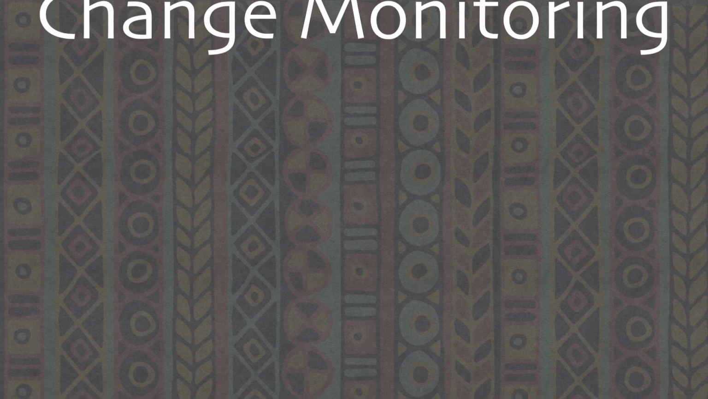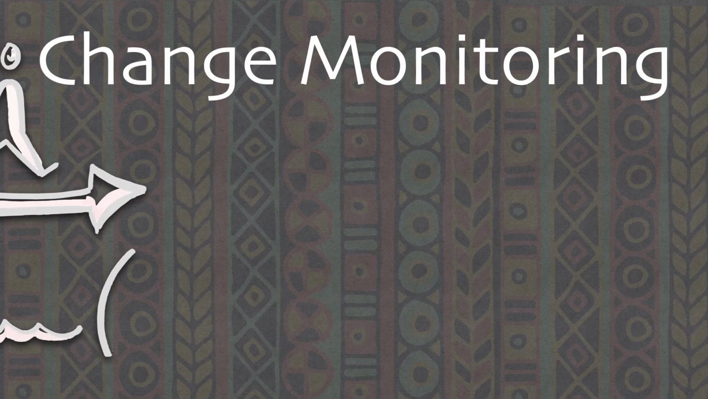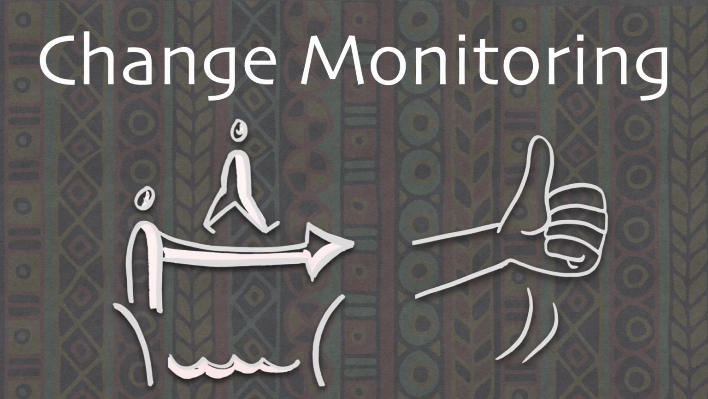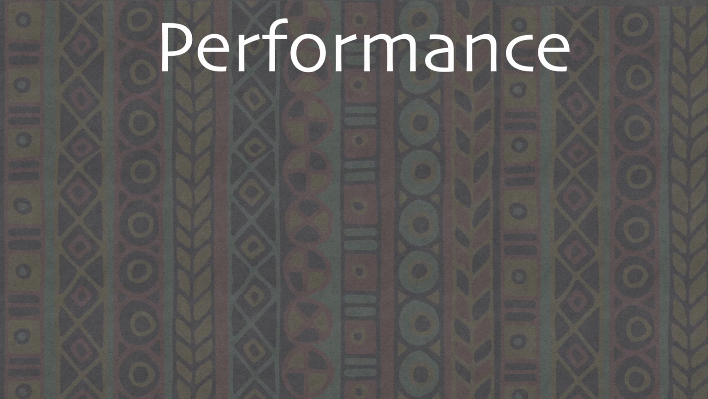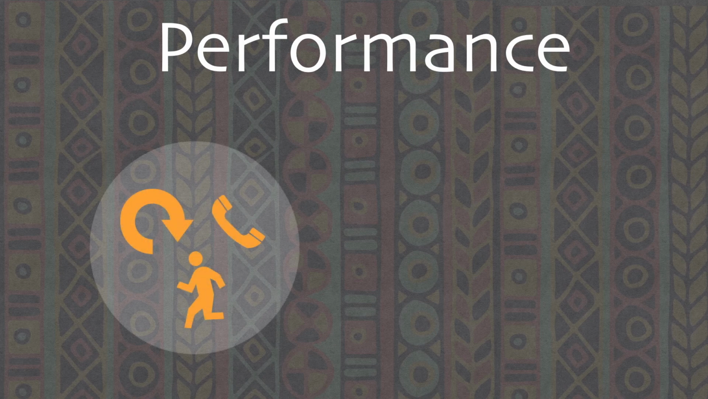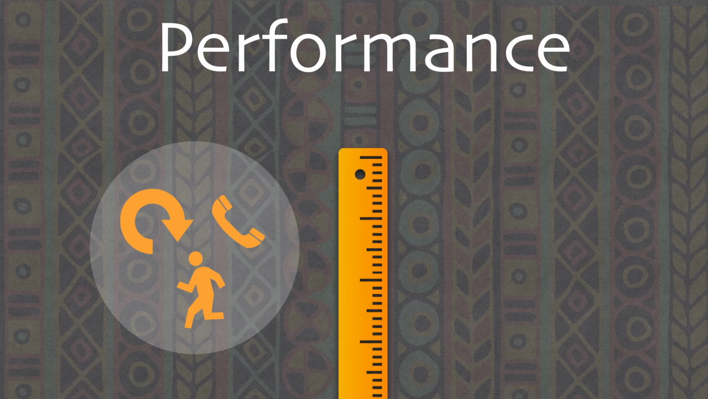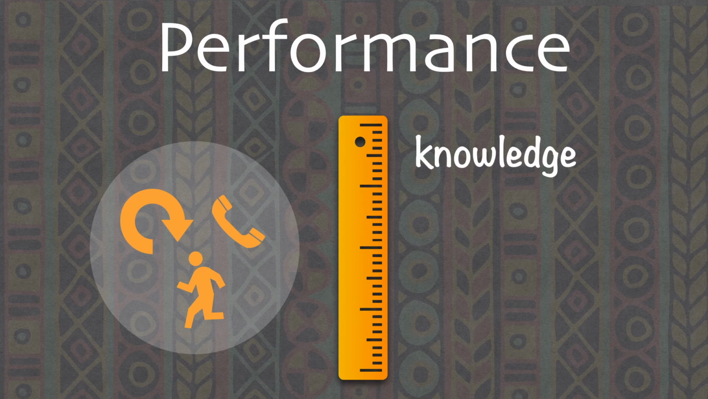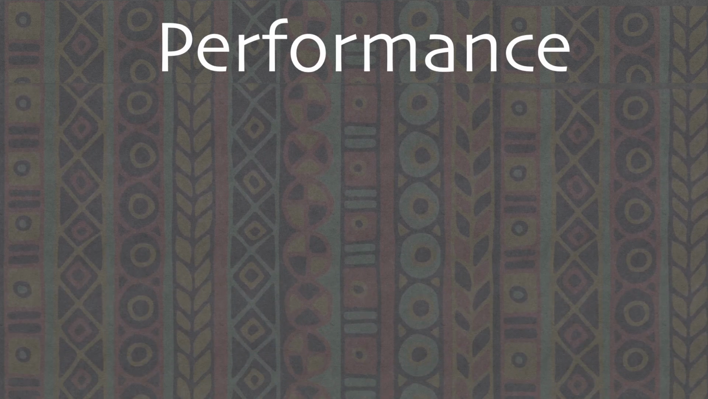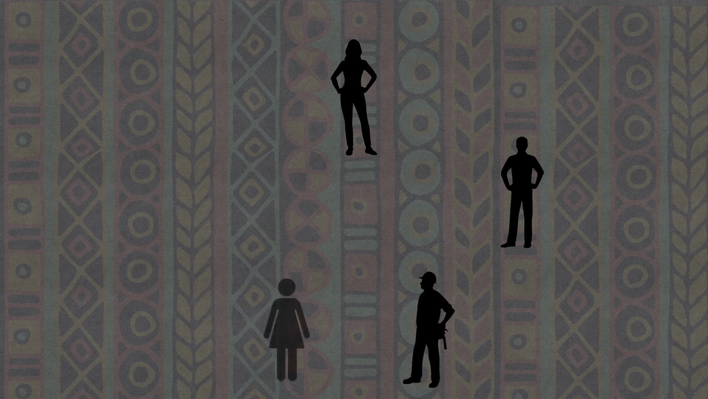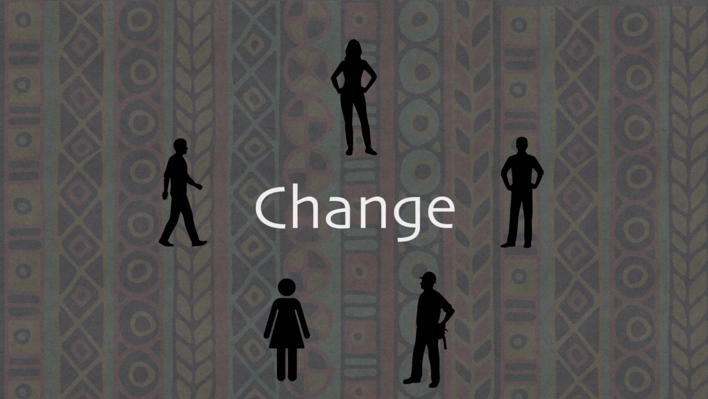Change monitoring is the action that ensures the effectiveness of the process of supporting beneficiaries. The performance of transformation, communication, and training actions is measured by indicators that determine the levels of knowledge, understanding, commitment, and participation in the change project. Consequently, these indicators show if the participants really embrace the change.